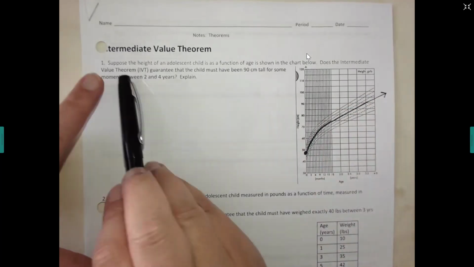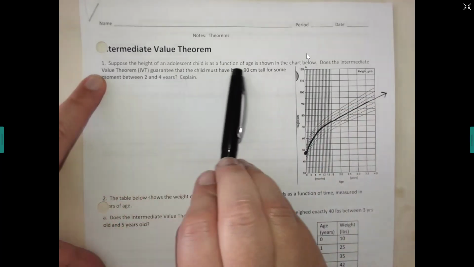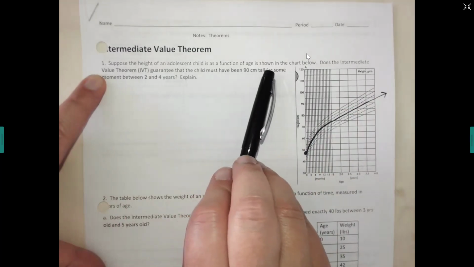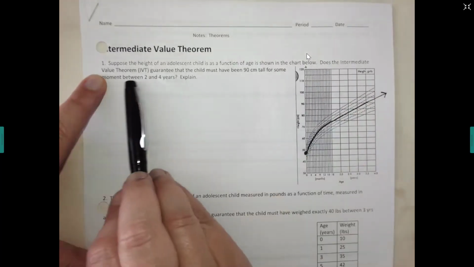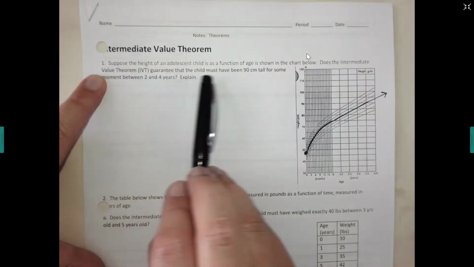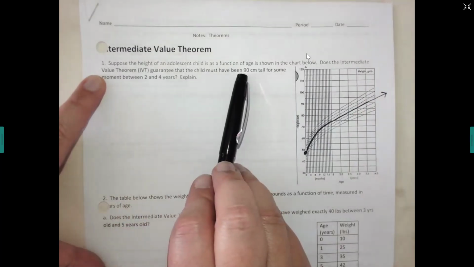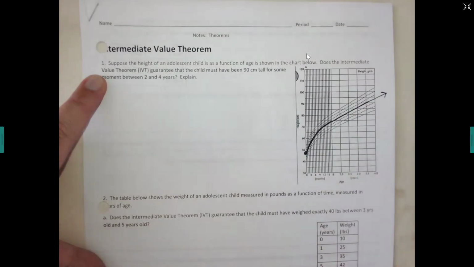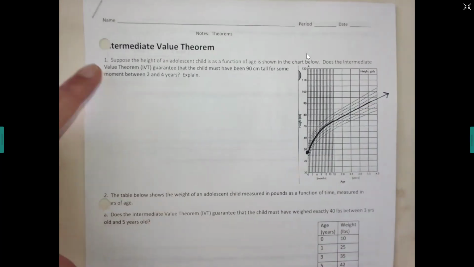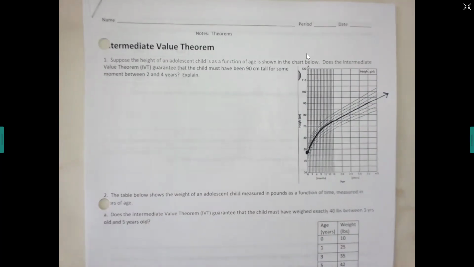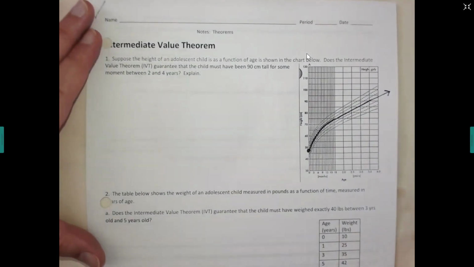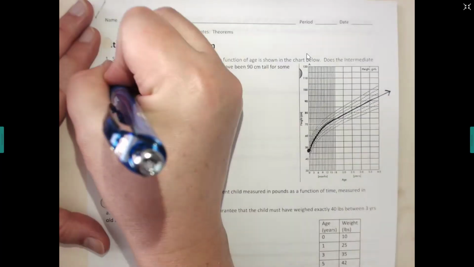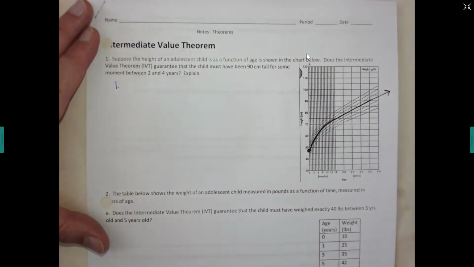So it says, suppose the height of a child is a function of age shown on the chart below. Does intermediate value theorem guarantee that the child must have been 90 centimeters tall between 2 and 4 years old? So follow your structure. Number 1, f has to be what kind of function? Starts with a C. Continuous, very good.